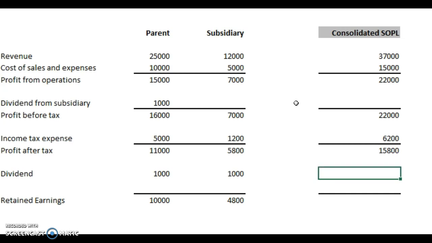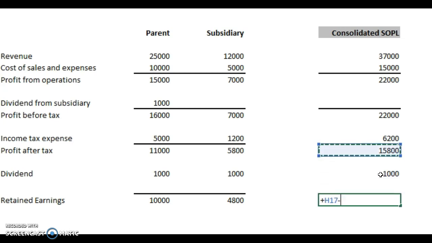And the dividend here is just a dividend going out of the group. So in this case it's the parent only, 1,000. As we said earlier, this dividend is going straight to the parent, so we don't need to include that. And that gives us retained earnings of the profit after tax figure minus the dividend going out of the group, 14,800, and that makes sense because it's the same as these two added together.